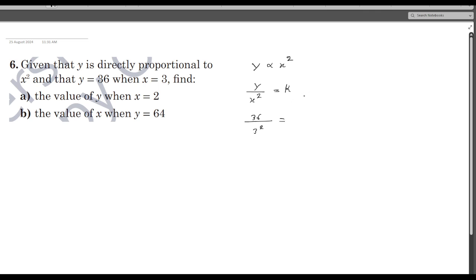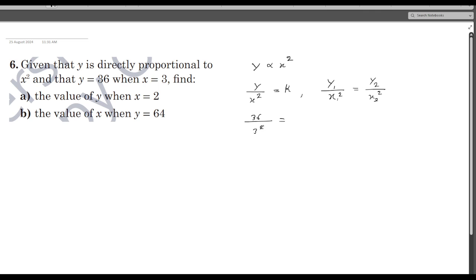This is equal to k. So when we say that this is equal to k, then for all different pairs of y and x, y1 upon x1 square will be equal to y2 upon x2 square. So I will use this concept.